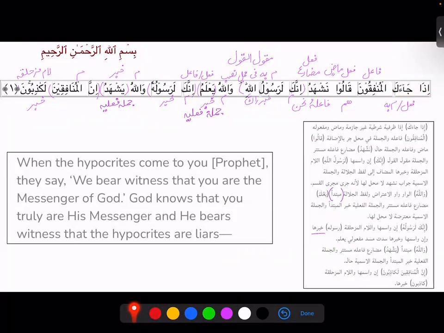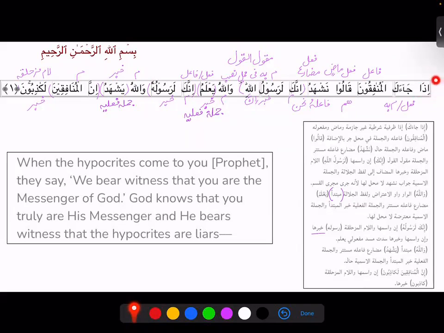And then we're gonna say fi mahalli. Jar. Why? Because it is mudaf ilayhi. No, I'm talking about the whole thing. The whole thing, ja'aka, is the mudaf ilayhi for idha. Okay, so then we're gonna use the term fi mahalli jar, mudaf ilayhi for idha.